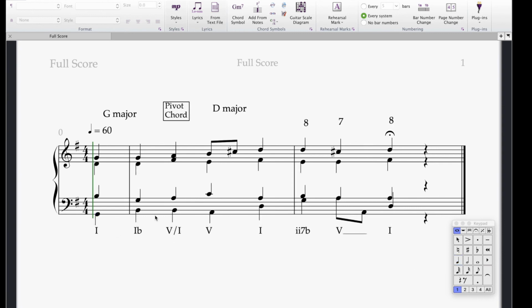We have our completed chorale phrase using a pivot chord going to our dominant chord to modulate from G major to D major. Let's have a listen and see how it sounds. So there we have it, we have our completed chorale. Let's have a listen.